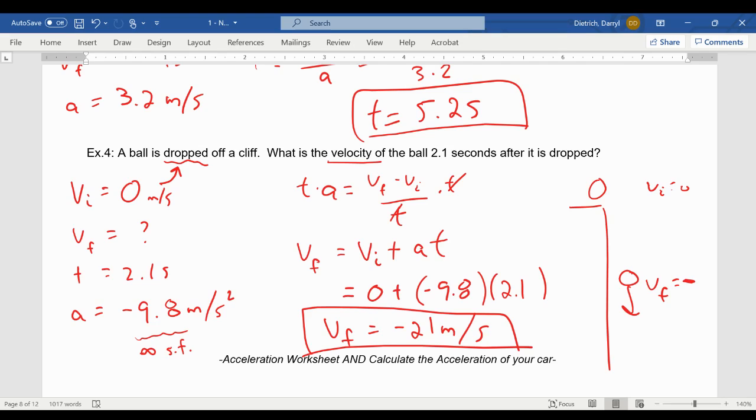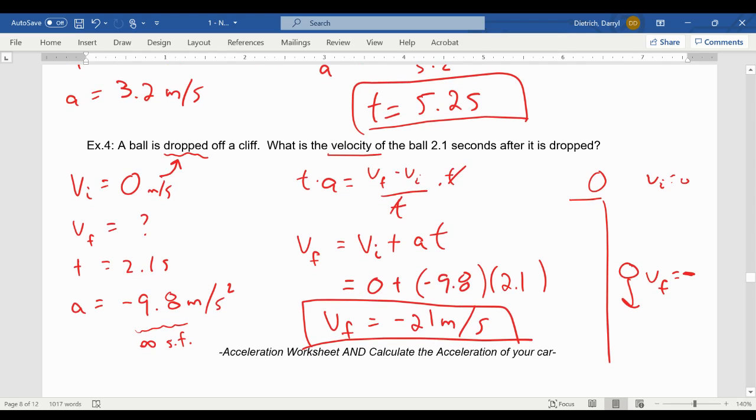So there are a few examples for how to solve some acceleration problems. We've got some practice to do on your worksheet, and then a little activity to do at home to find the acceleration of your car.